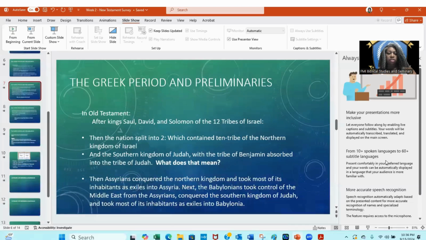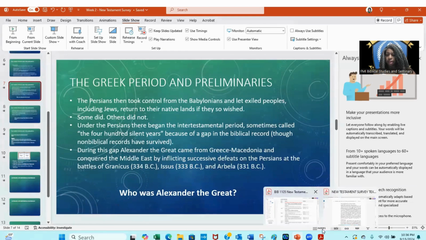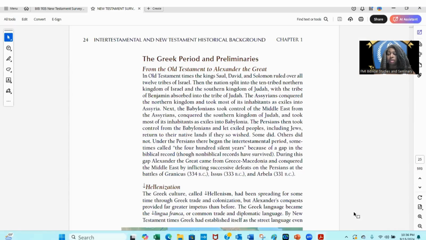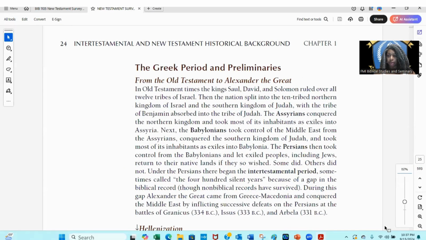But let's go back to our textbook here. And what I did when I hit share screen, I didn't select an individual screen. I just selected the little button and it allows me to look at all the screens without coming out and going back in. Okay, I'll just increase this a little bit more.